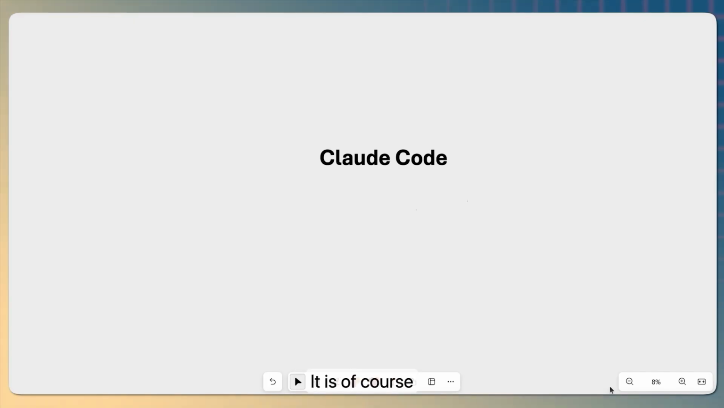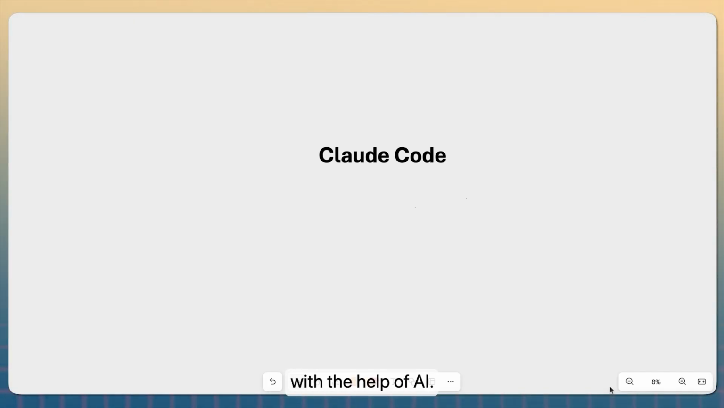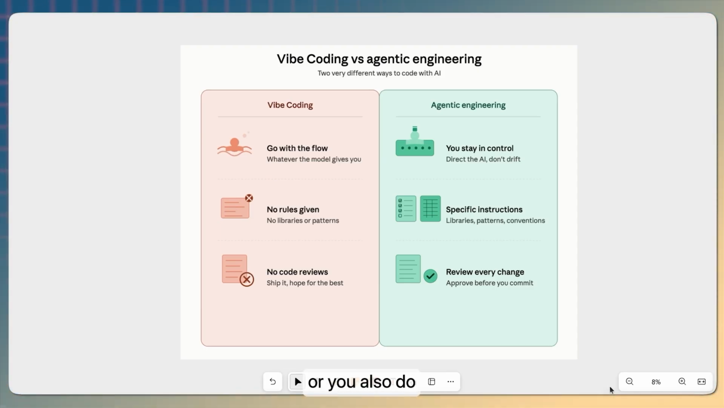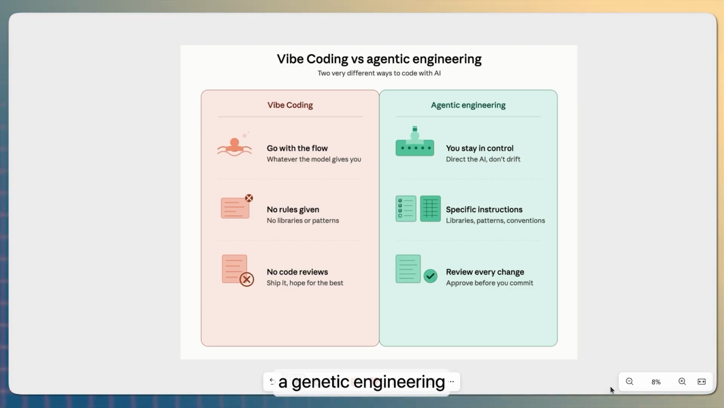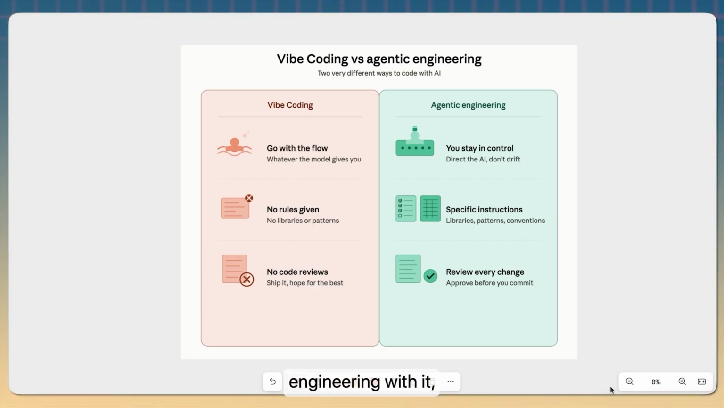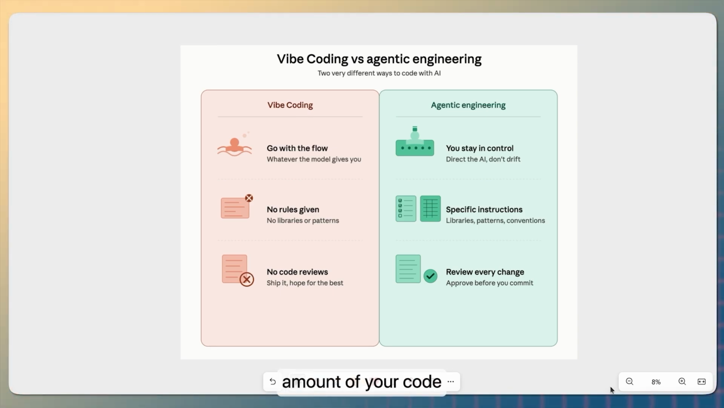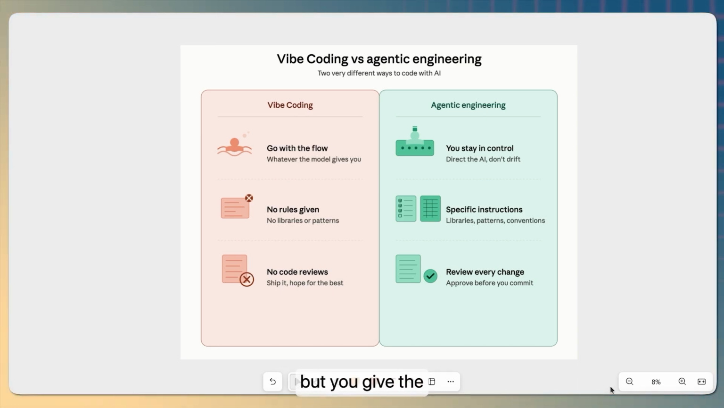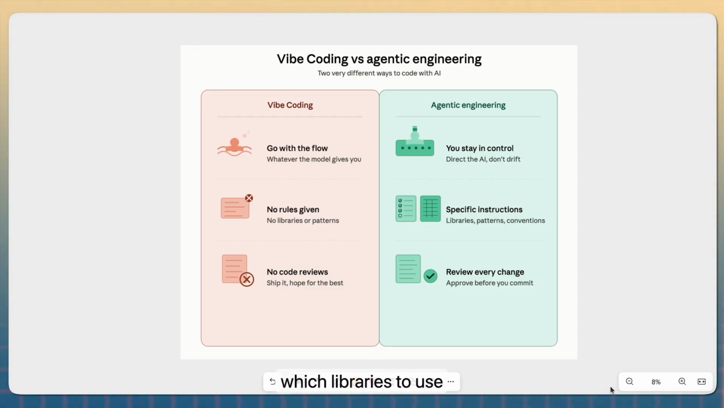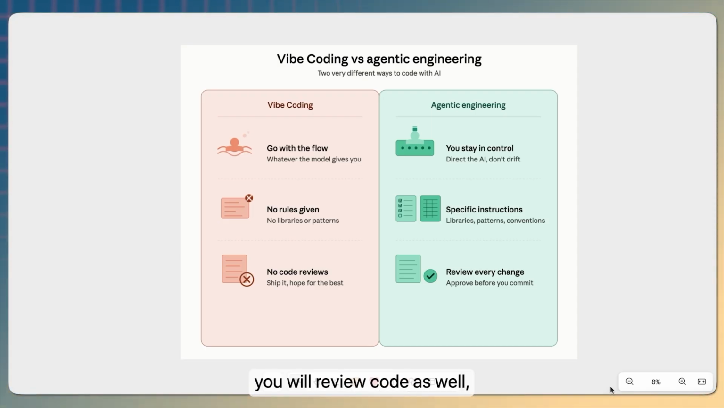Claude Code is, of course, primarily a CLI tool that generates code with the help of AI. And it's totally up to you. You can use it for just vibe coding, or you can also do agentic engineering with the help of Claude Code. If you are doing agentic engineering, it means you stay in control. You may still generate the vast amount of your code with the help of AI, but you give the AI pretty clear instructions about which rules to follow, which libraries to use, and which patterns to use. You will review the code as well, and so on.